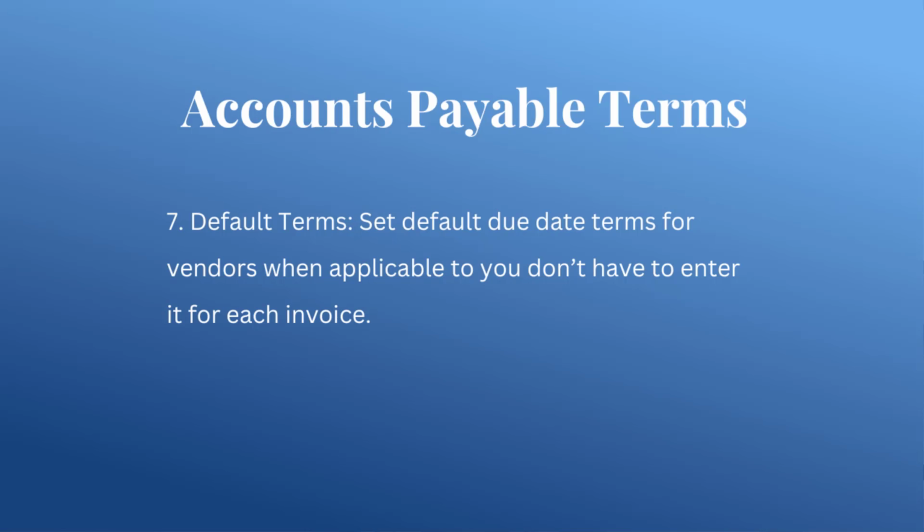Number 7, default terms. Some accounting systems also let you set default terms for each vendor. This means that if a vendor's invoice is always due 10 days after the invoice date, you can set that term, and when you enter an invoice date, it'll calculate the due date for you. Sometimes hotels also set terms across the board and disregard the due date on the invoice altogether. So make sure to check with your company policy.